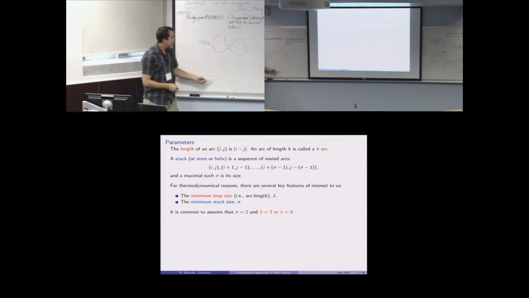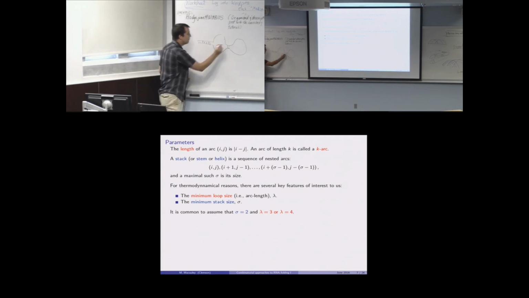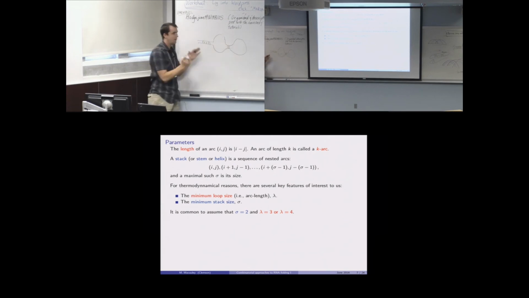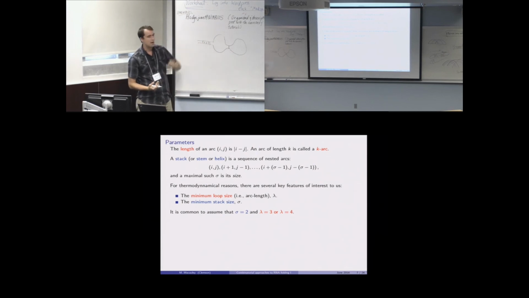So it's typical to assume that the minimum stack size is at least 2. If we had 2 bonds there, this is strong enough that it's not going anywhere. If we only have one piece of Velcro, it's loose enough that it's going to be broken up. Realistically, there's usually more, but this is like the minimum parameter that we have, sigma equals 2.